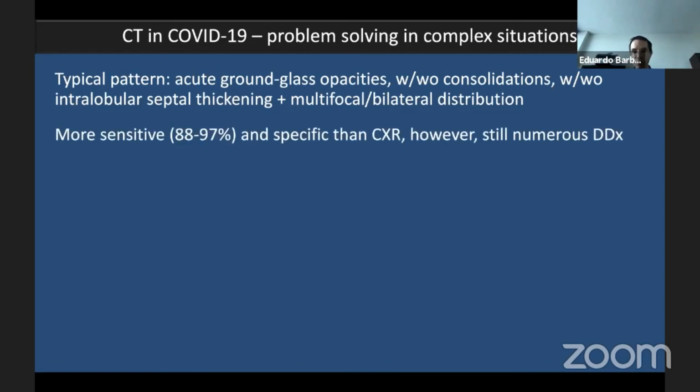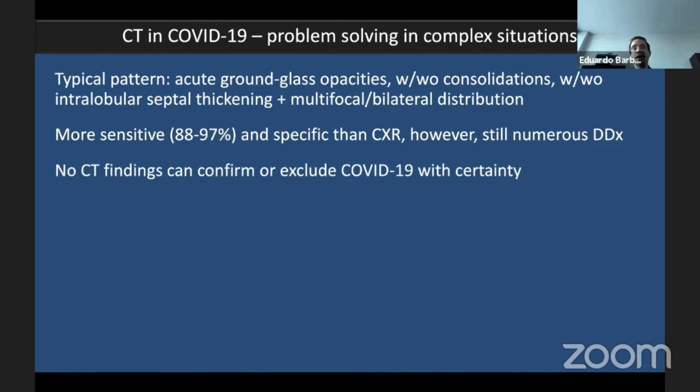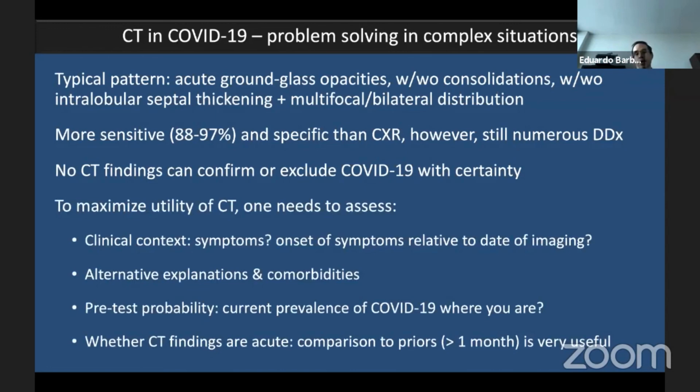It's more sensitive and specific than chest radiograph, but still, there are numerous differential diagnostic considerations that we have to entertain. It's also important to realize that no CT findings can confirm or exclude COVID-19 with certainty, which means that the imaging findings are not pathognomonic, so there's always a differential diagnosis, even if the findings are typical for COVID-19. In order to maximize the utility of CT, one needs to assess the following.